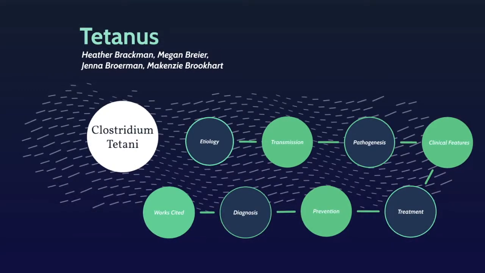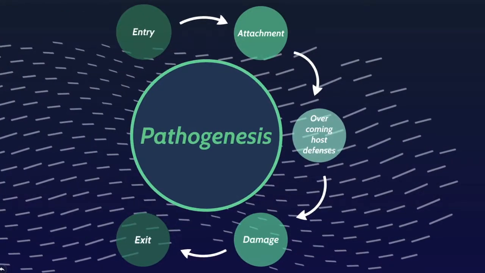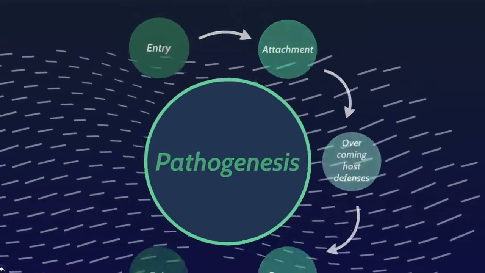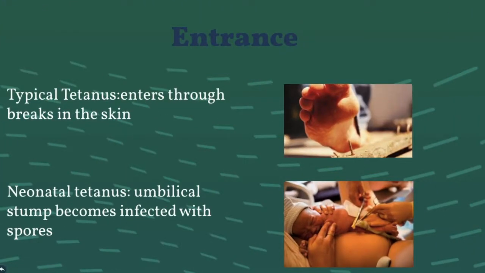Next is the pathogenesis of tetanus. The first step in pathogenesis is entry. Tetanus spores lying dormant in the environment enter the host through a wound or break in the skin. Neonatal tetanus occurs when tetanus endospores are present on the instruments used to cut the baby's umbilical cord. The baby is then infected with tetanus.